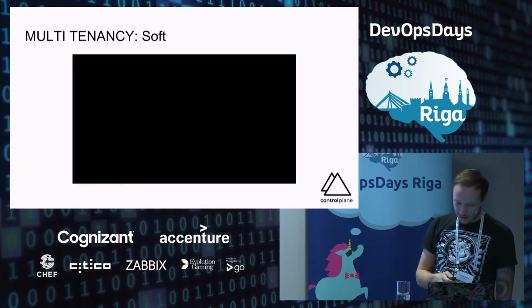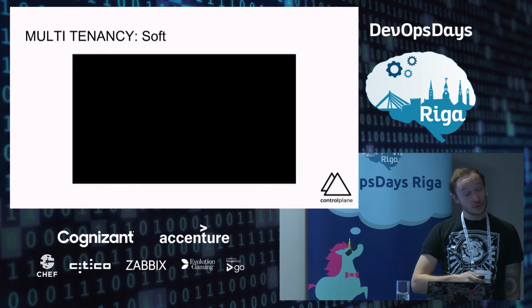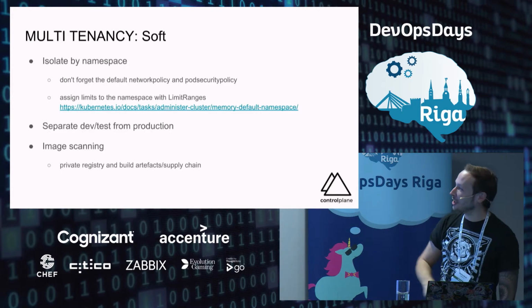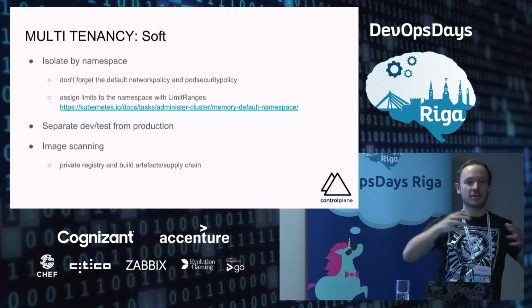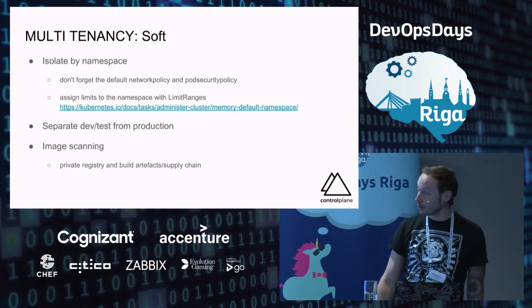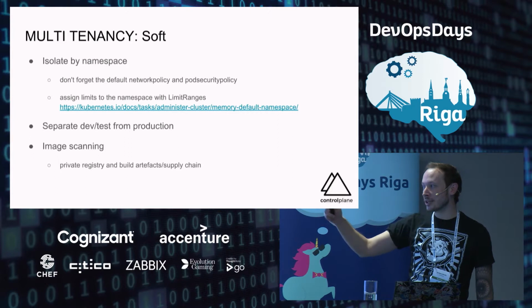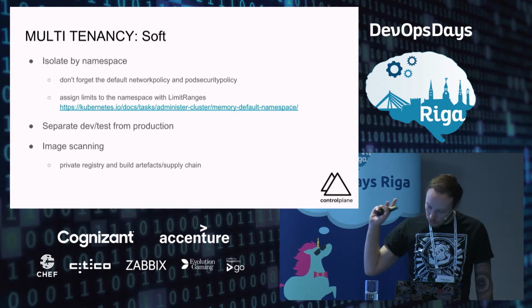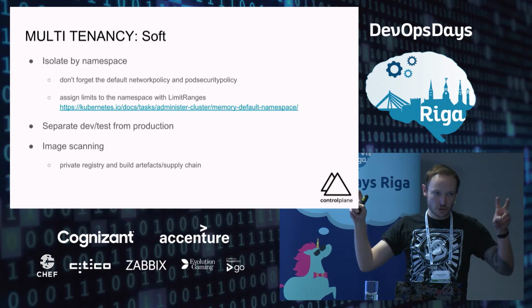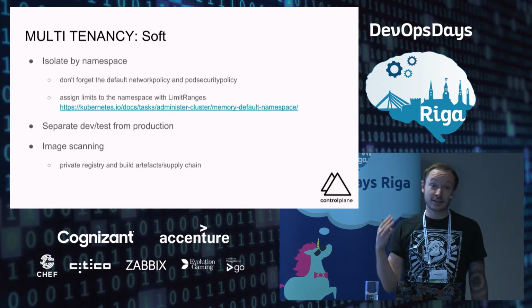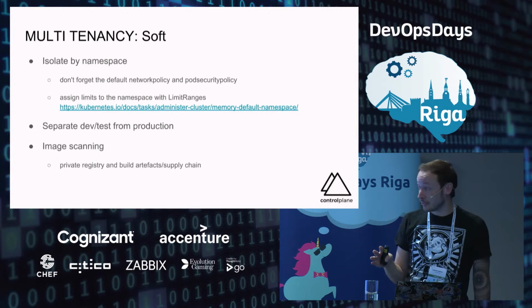And soft multi-tenancy, we are missing a cat picture there, but I assure you it's delightful. So we isolate by namespace, limit ranges to avoid namespaces, essentially denial of servicing the node that they're on. Separate dev and test from production. Kubernetes is supposed to promise aggressive multi-tenancy, Google infrastructure for everybody else. It's not there yet. I doubt it'll be there in the intermediate future.